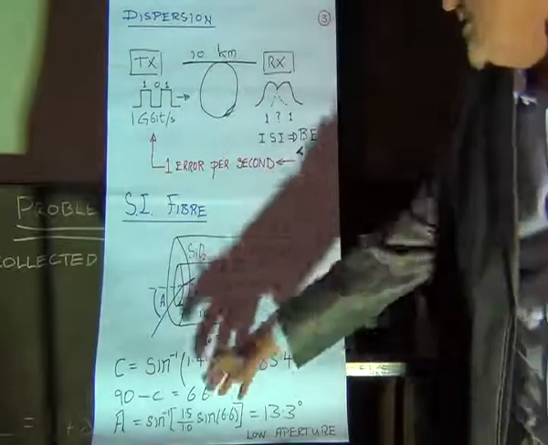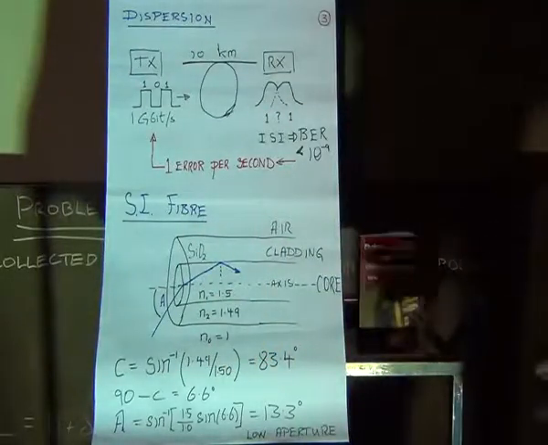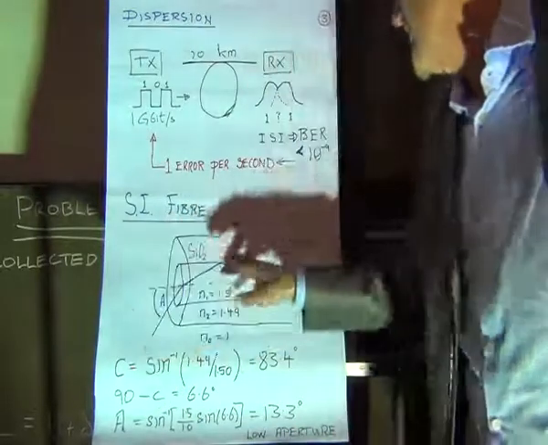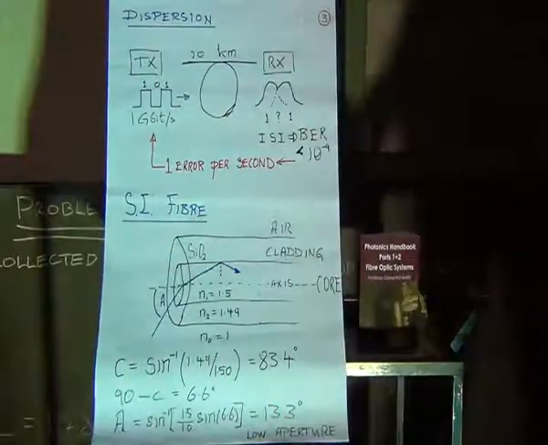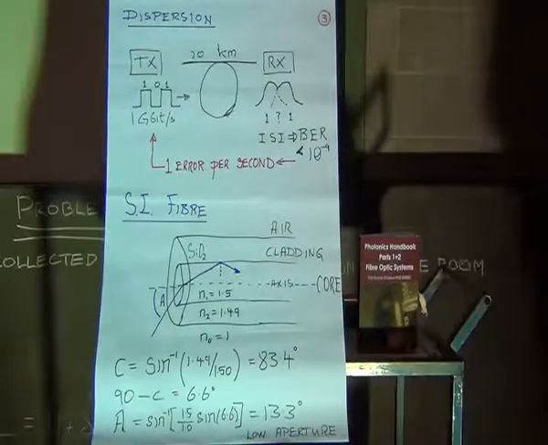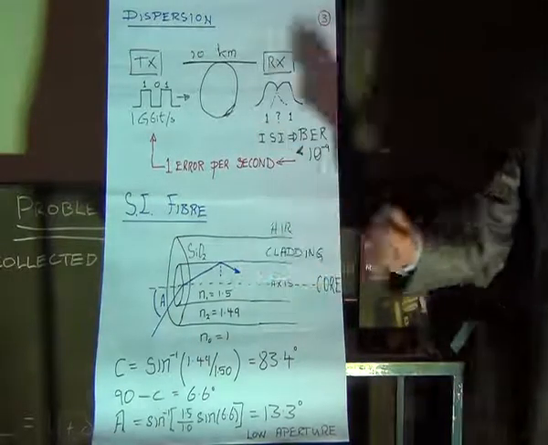Okay, now we just use Snell's law. N1 over N2 is the sine of one angle over the sine of the other angle. So we can get, the other angle is 90 degrees and this inner angle is the critical angle. Do the calculation and you can see what the critical angle is in this particular step index fibre design.